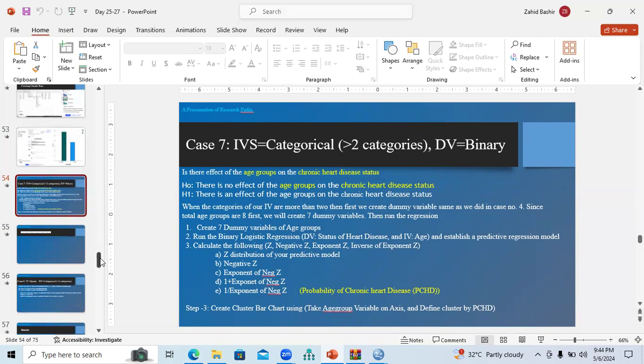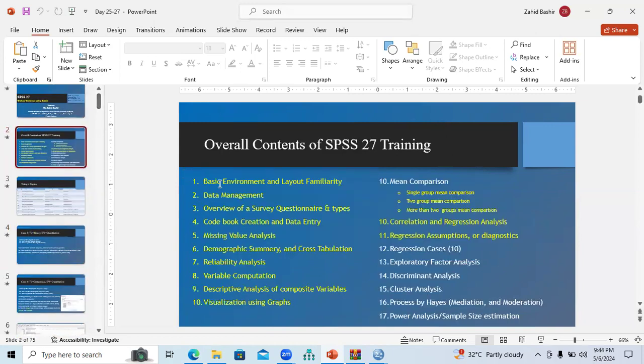So have some practice on this procedure. And the one thing I would like to make clear is, tomorrow we will complete the regression cases, and after that, we will have one session on exploratory factor analysis, one session on discriminant analysis, cluster analysis. Then we may have one session on power analysis or sample size estimation. Then we will consider 3 days on PROCESS by Hayes. So it will take approximately 10 days to cover the overall syllabus. So let's meet tomorrow for completing our regression cases.